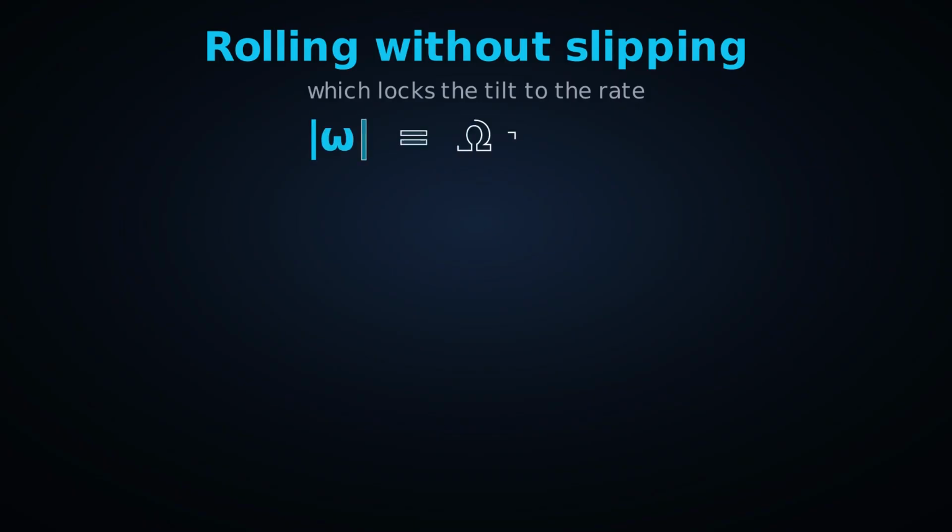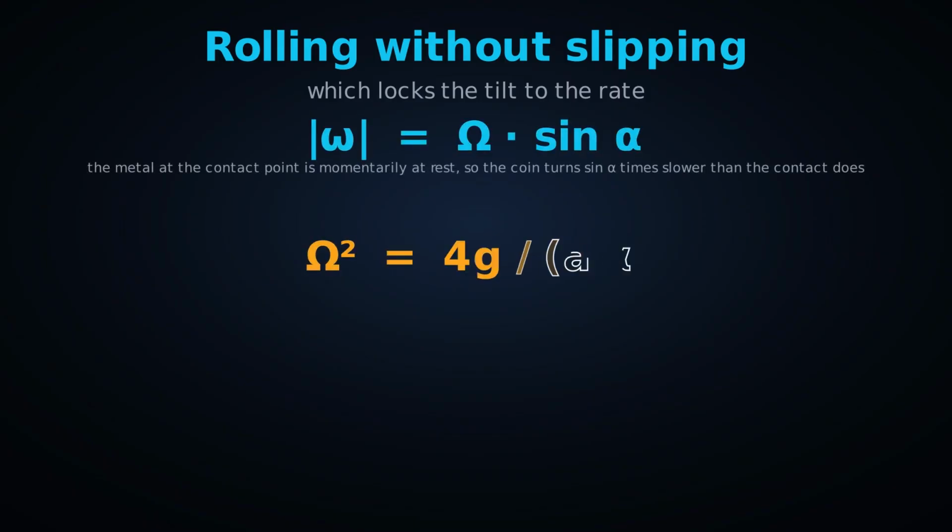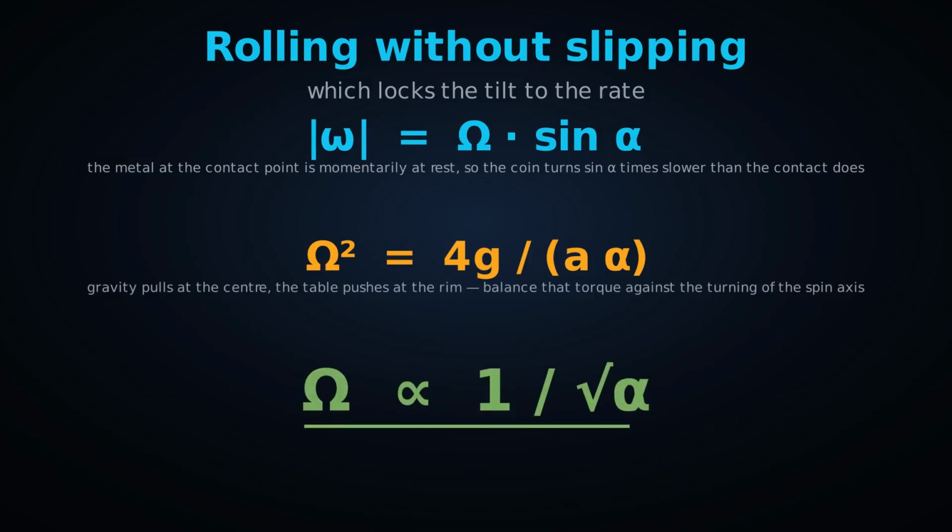Now the physics. The coin is rolling on its edge without slipping, and that single condition ties the two motions together. The coin's own rotation is the contact rate times the sine of alpha. Then balance the torques. Gravity pulls down at the center, the table pushes up at the rim, and that off-center pair has to turn the spin axis at exactly the right rate. Do the algebra and out falls the result the whole episode rests on. The contact rate goes as 1 over the square root of alpha.